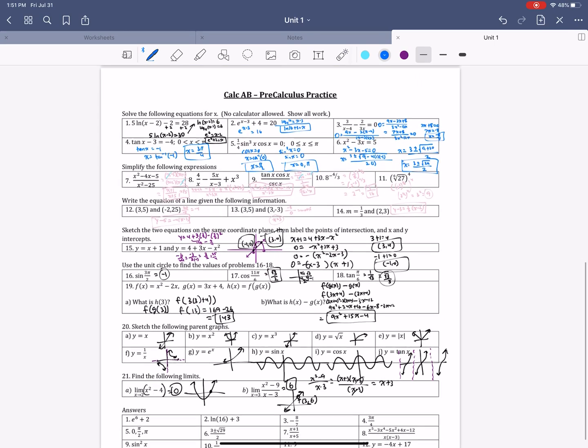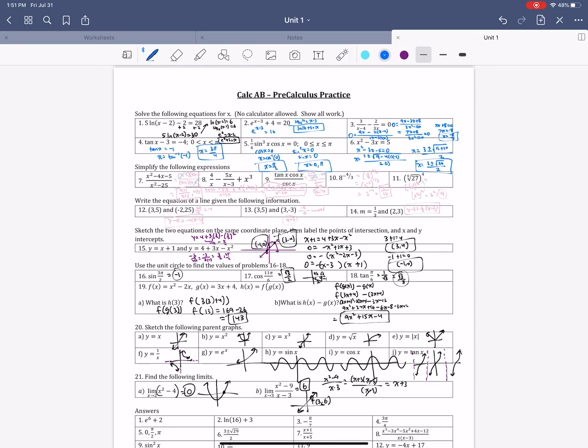Okay. 2 should be natural log of 16 plus 3. Yep, we're good. And 1 should be e to the power 6 plus 2. We are good. Excellent. This is all correct.